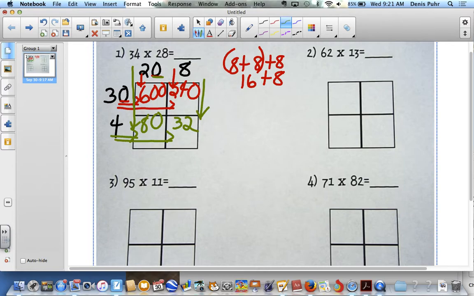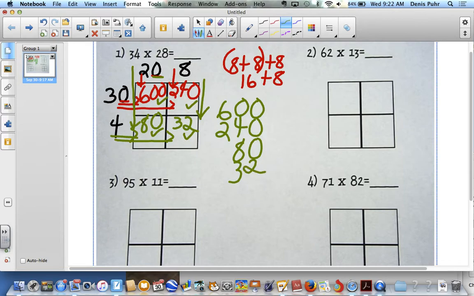Please don't forget to study your multiplication facts if you're having difficulty with these. Okay, now we're going to take all the numbers that are inside the box and we're going to add them. We'd like to go in an orderly fashion, so I'm going to start here with the 600. I'm going to check that off that I used that. And I'm going to move to the right, just like we read a book. 240. Make them neat, make them lined up. I'm going to go down, just like I would read a book. Check off the 80. Make sure it's lined up. And the 32. And add them all up.